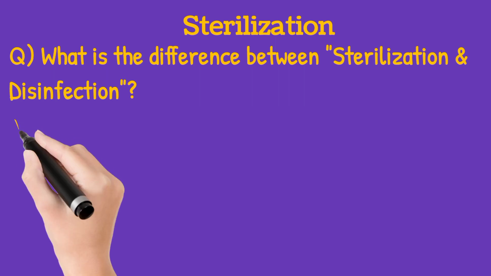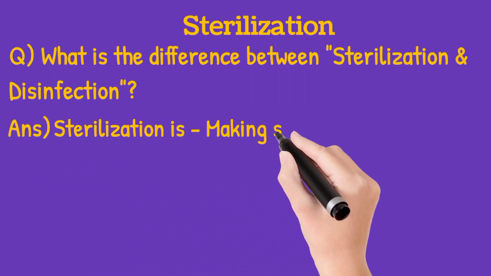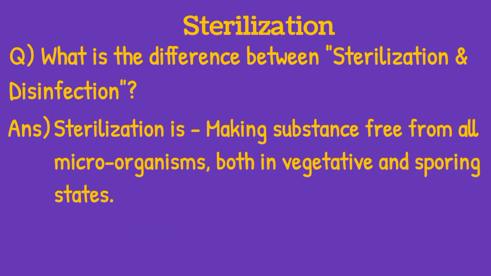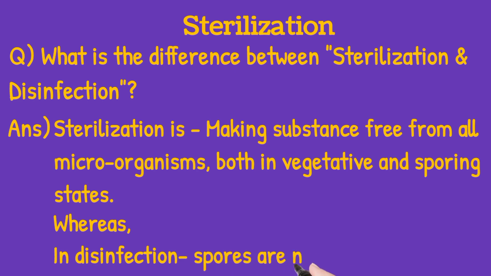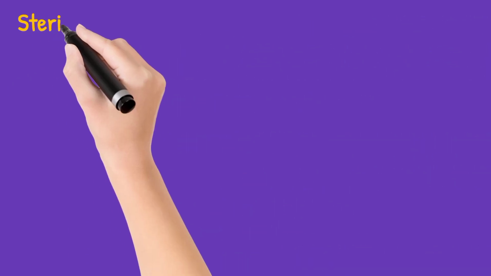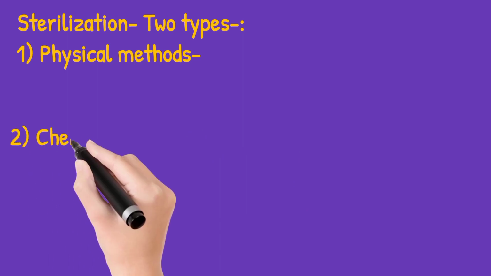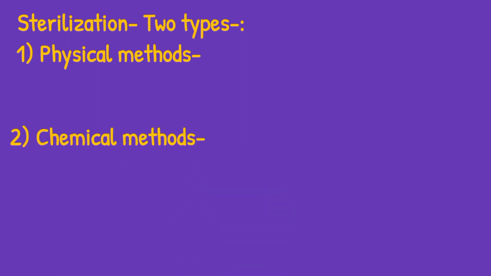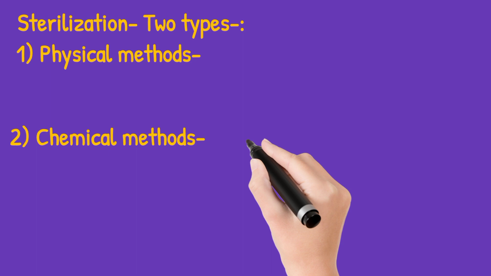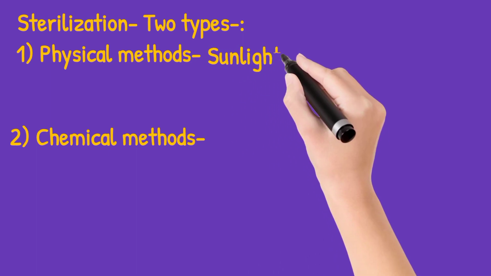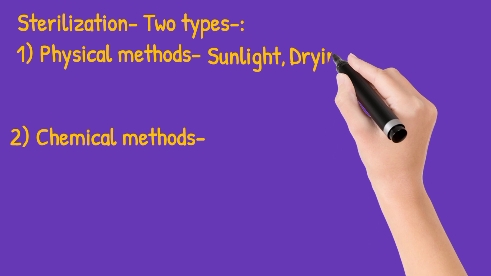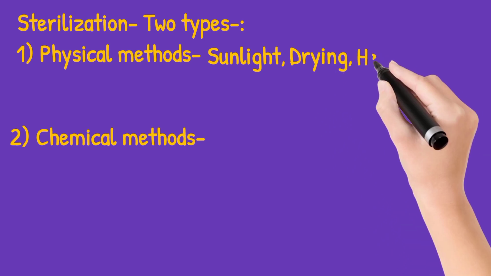The difference is simple. In sterilization, substances are made free from all microorganisms, both in vegetative and sporing state, whereas in disinfection, spores are not affected. Sterilization is further of two types: physical method and chemical method. Physical method sterilization again consists of sunlight, drying, heat, dry and moist, filtration and radiation.